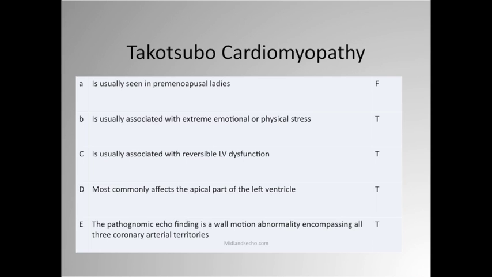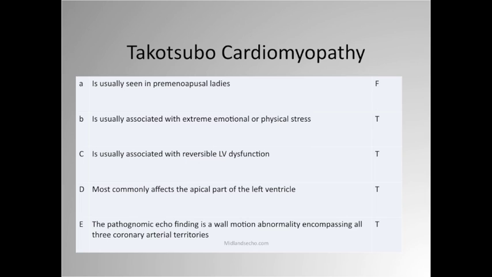So remember, takotsubo is like a Japanese oyster pot. It looks like a flask in systole because almost always it involves the apex. The left ventricle contracts, but the apex expands. It's not just the apex, but it's all four apical segments.